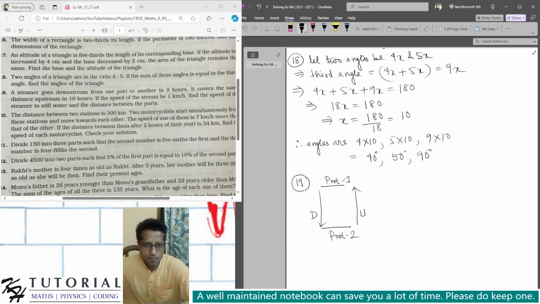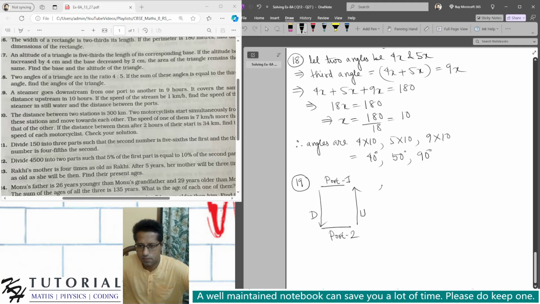If the speed of the stream be 1 kilometer per hour, find the speed of the steamer in still water and the distance between the ports. Okay. It is given that the stream is having some speed. The speed of the stream, let that be s, is equal to 1 kilometer per hour.